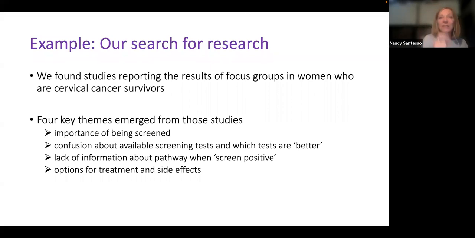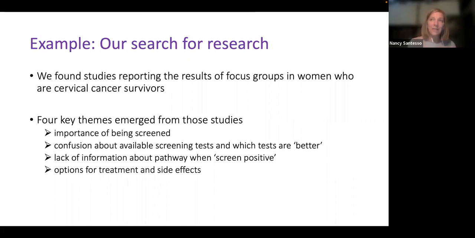So we did do this for cervical cancer, actually. We did a search in the literature for studies that reported the results of focus groups in women, interviews, surveys. We looked for those types of studies. And based on our search, we found studies that reported the results of focus groups in women who were cervical cancer survivors. So they had already been screened and went through and had cervical cancer and had treatment.